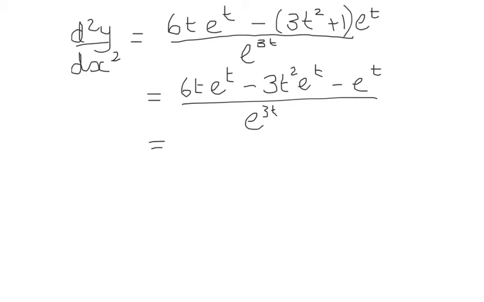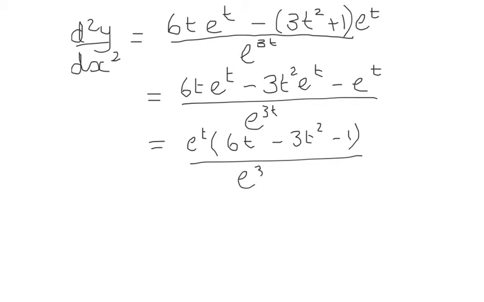Each of these terms has a factor of e to the t in the numerator. Factorise by taking e to the t out as a common factor: 6t subtract 3t squared, subtract 1, all divided by e to the 3t. So we can cancel e to the t and change this to e to the 2t.